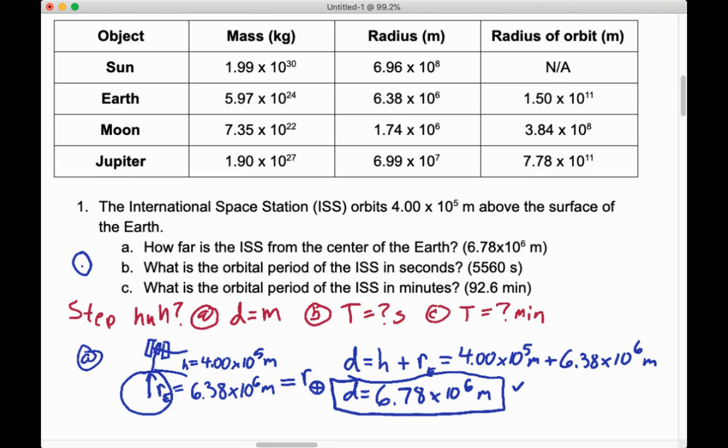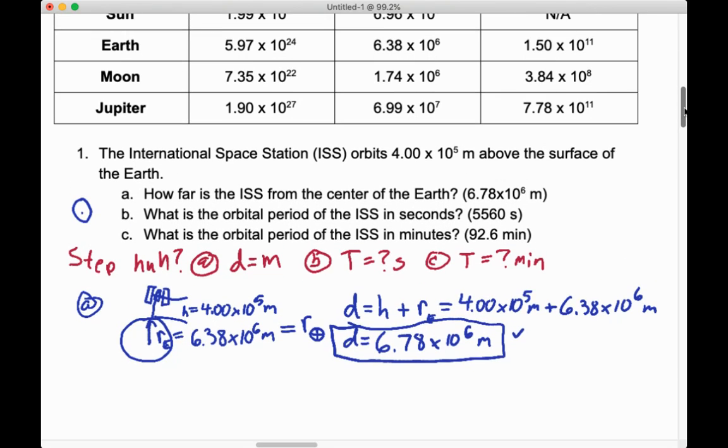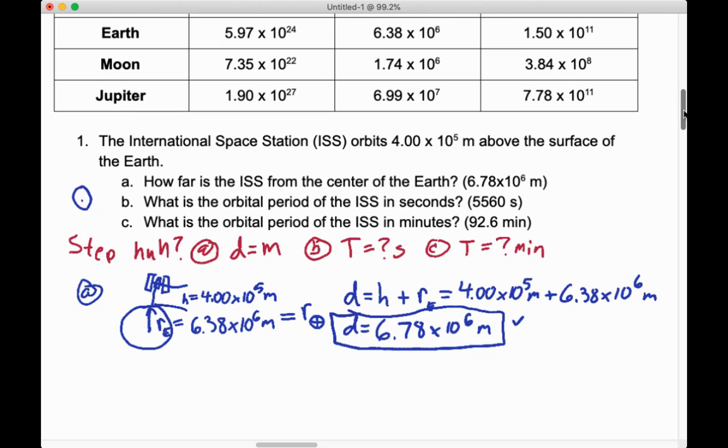So on to part B. What is the orbital period of the ISS in seconds? All right, so how can we figure that out? Is this going to fit? Yeah, this will just barely fit.